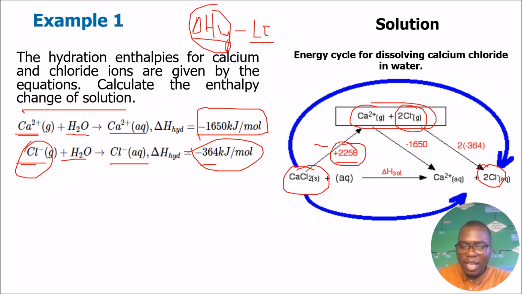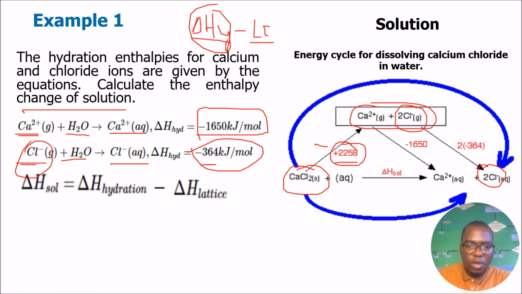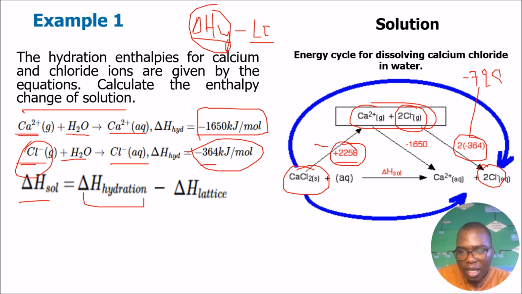I hope that explanation is making sense. So here, remember, enthalpy of solution is equal to enthalpy of hydration minus lattice energy. By our calculations here, if you multiply this one by 2, you should be able to get minus 728, and then you add this value, 1650, here so that you can get your minus 2378. It's just a matter of substituting in here.